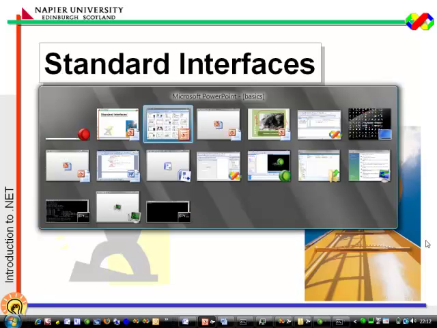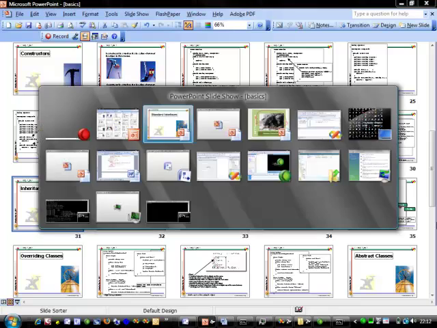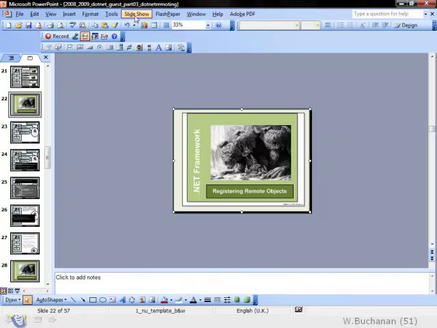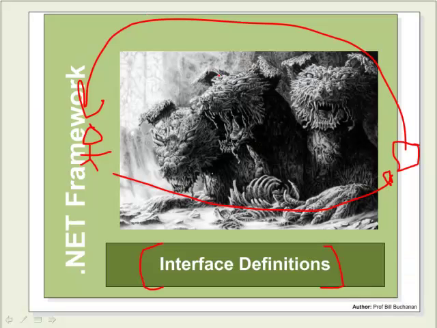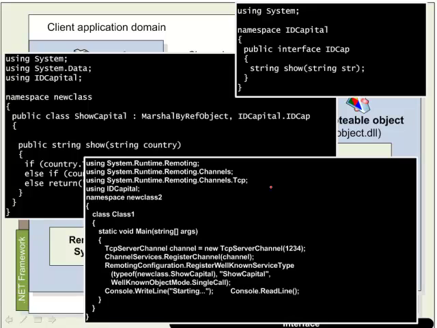So let's now look back at our .NET remoting, into interface definitions. What we do for this is initially create an interface definition. We can then inherit from that interface definition to produce our new class, and we do the same again. We can add in our class definition on the server.